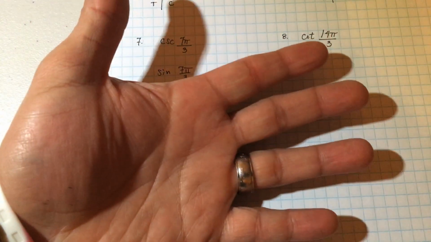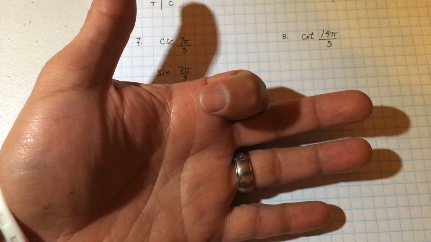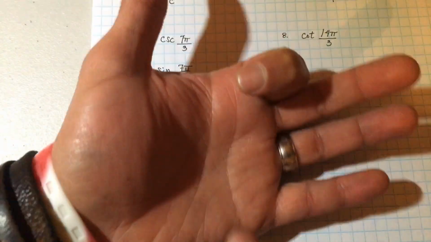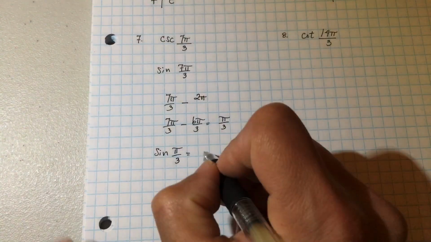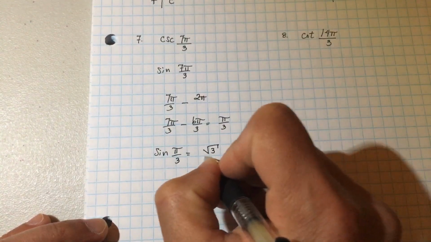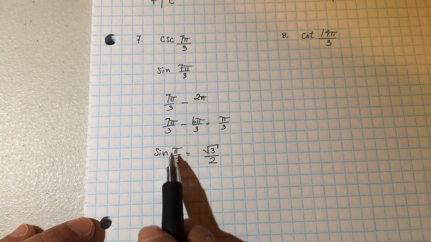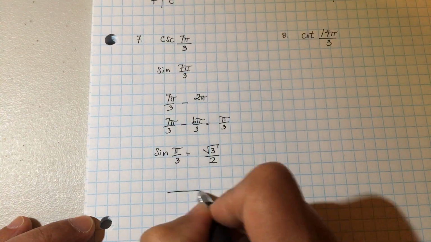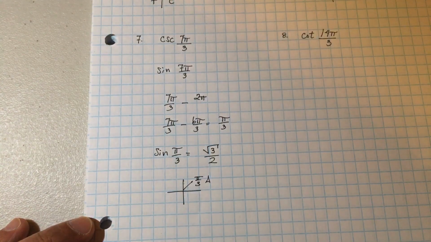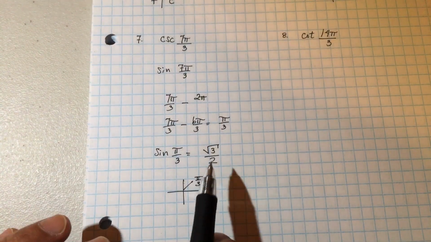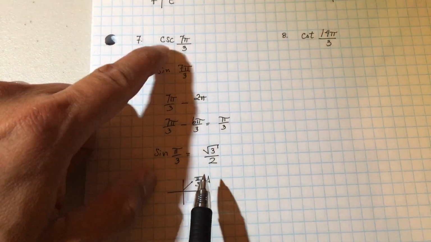So pi over 3 is 60 degrees. Pi over 3, what's the sine of it? Sine is the bottom, 1, 2, 3. Square root of 3 over 2. Now where's pi over 3 located? Well, of course it's in the first quadrant. And in the first quadrant, they are all positive. The problem is, that's not your answer, right? They want cosecant.